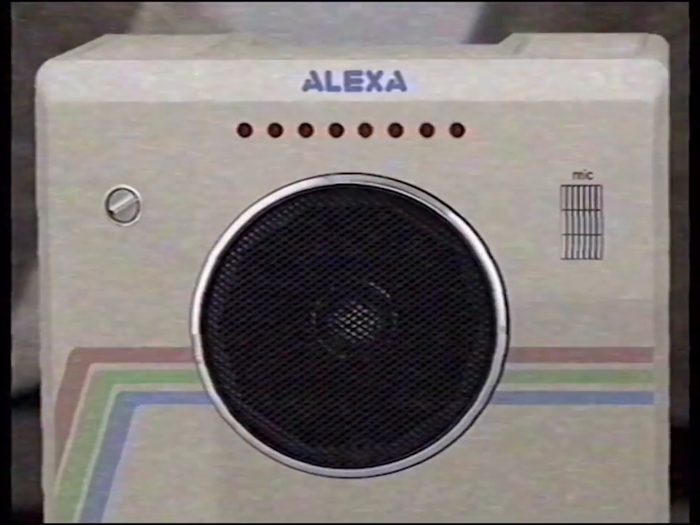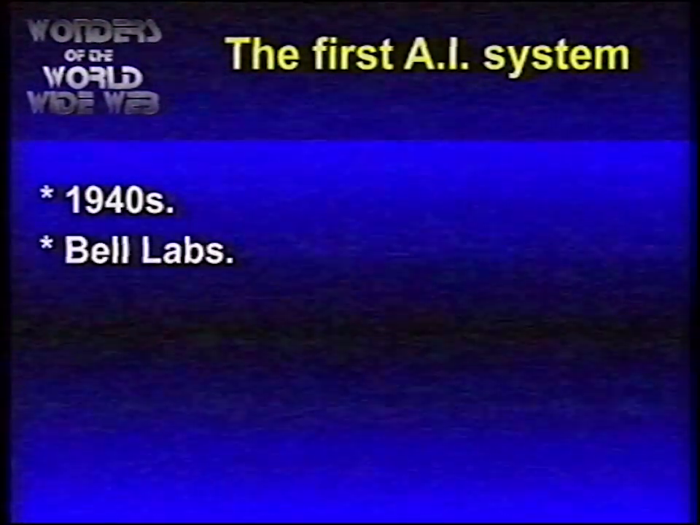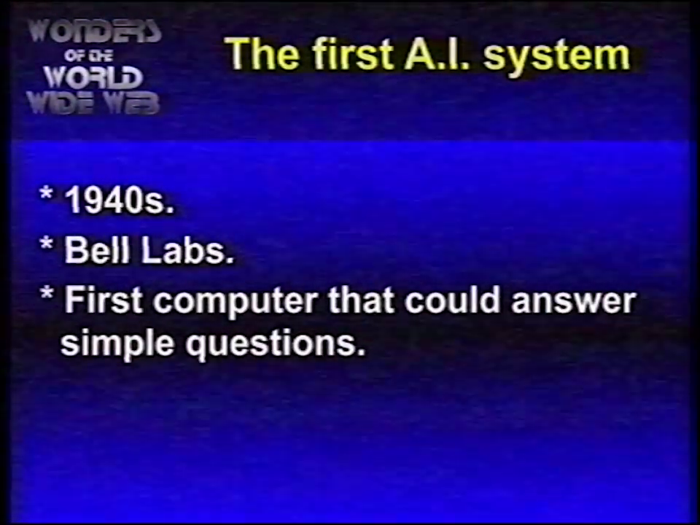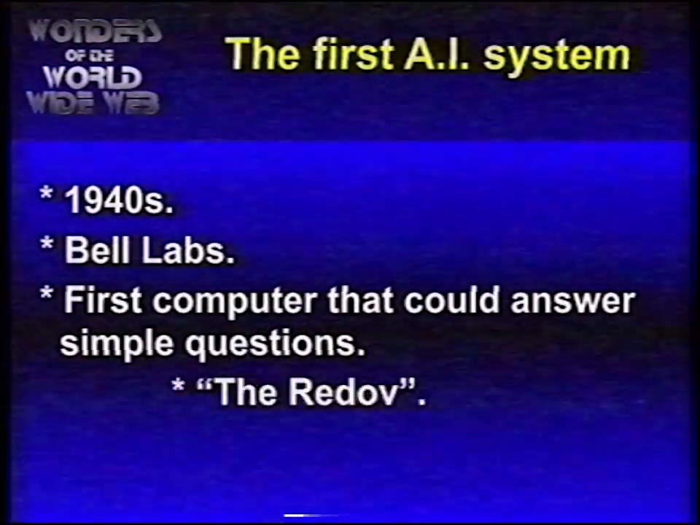The Alexa is not the first artificial intelligence system. In the 1940s, Bell Labs developed the first computer that could answer simple questions. It was called the REDOV.